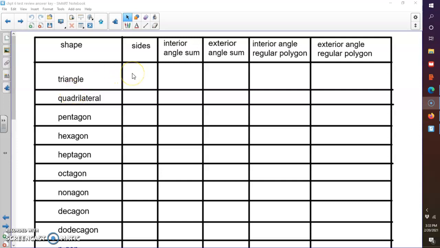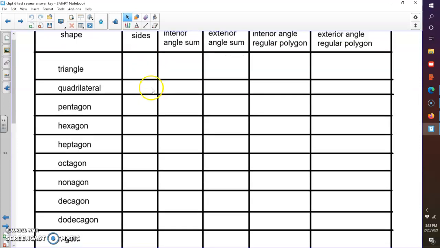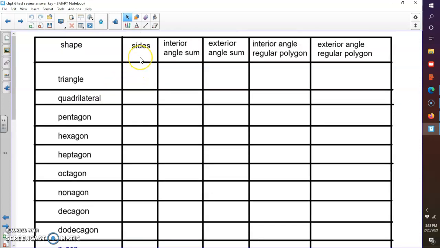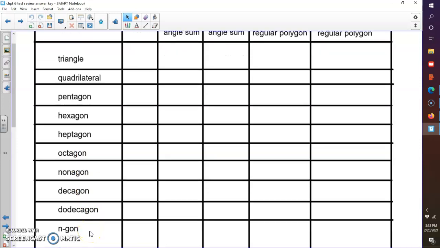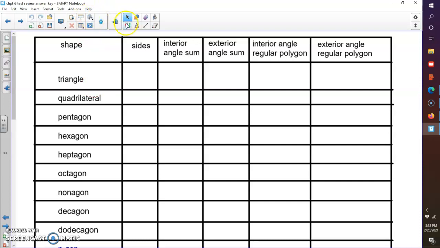Alright guys, so this is going to continue on with our review of chapter 6. Now we're going to get into polygons, and I'm going to fill this chart out to give you an idea of all the information you really should know about polygons. So first, you should know the names: triangle, quadrilateral, pentagon, hexagon, heptagon, octagon, nonagon, decagon, dodecagon, and n-gon. And those names are simply based off the number of sides.